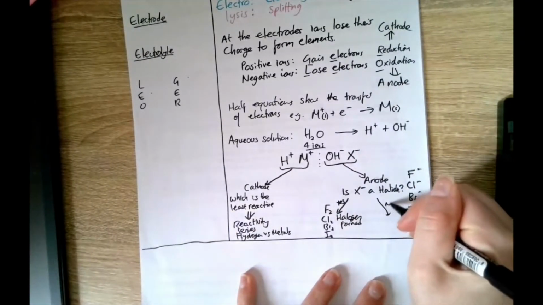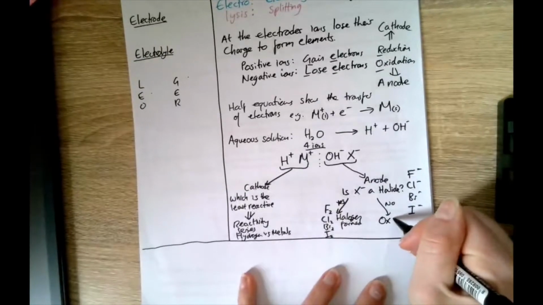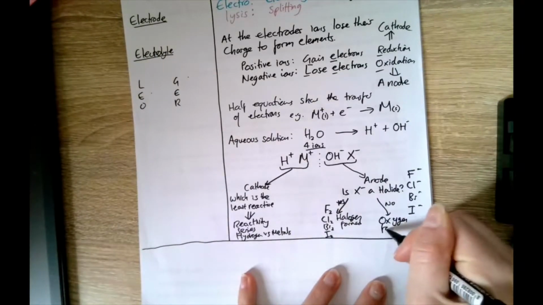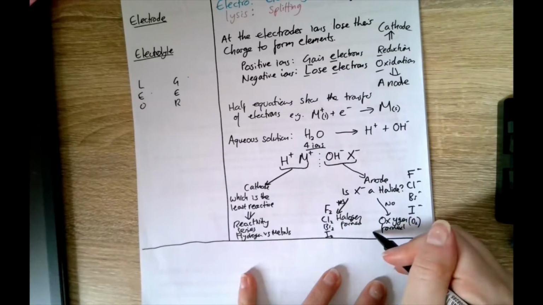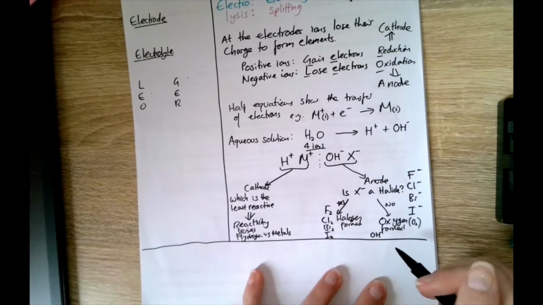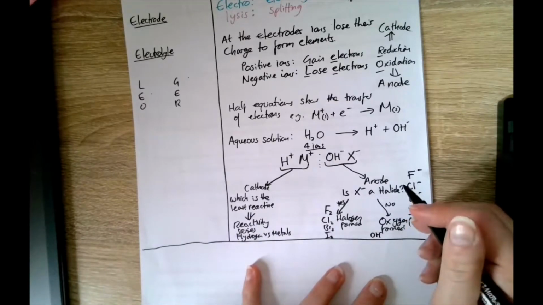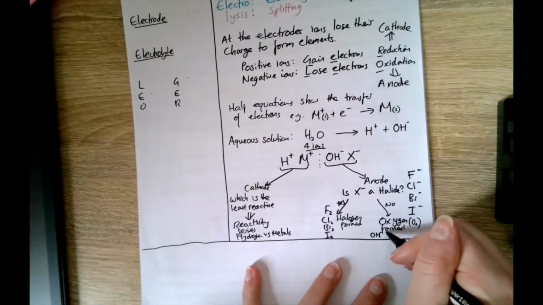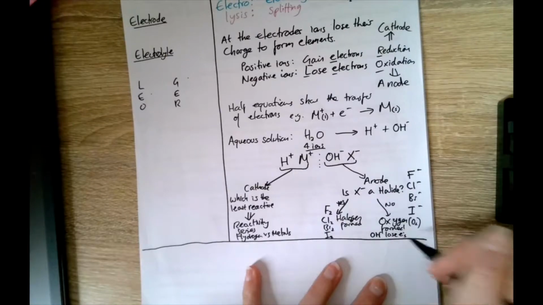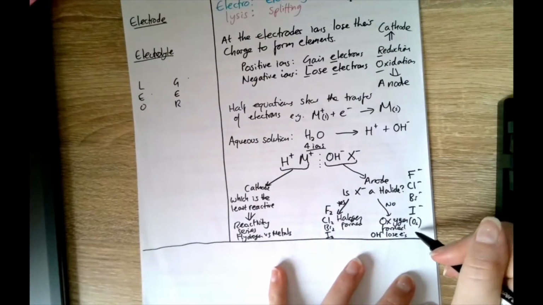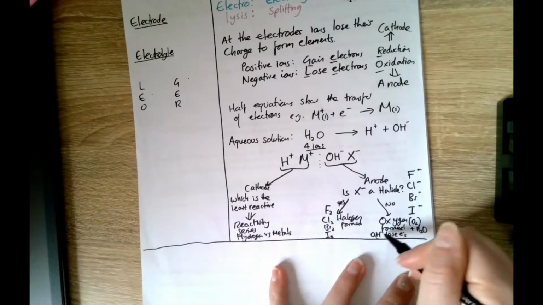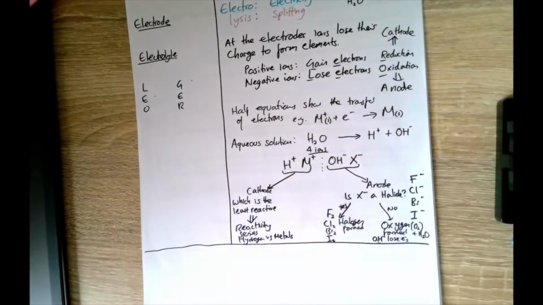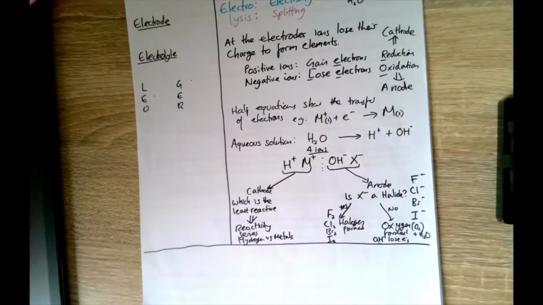If it's a no, then we end up getting oxygen formed, which is O2. And this is because it is then our hydroxide ion that is going to lose electrons, as well as forming oxygen. It also forms water as a byproduct because of the hydrogen as part of the hydroxide.